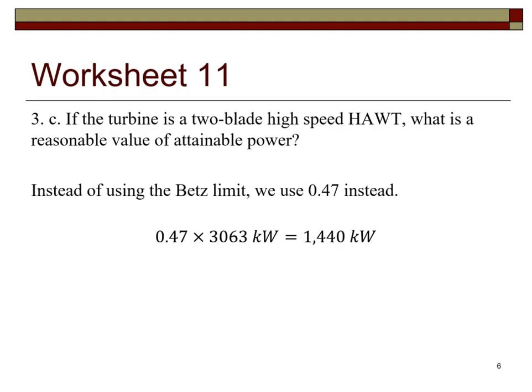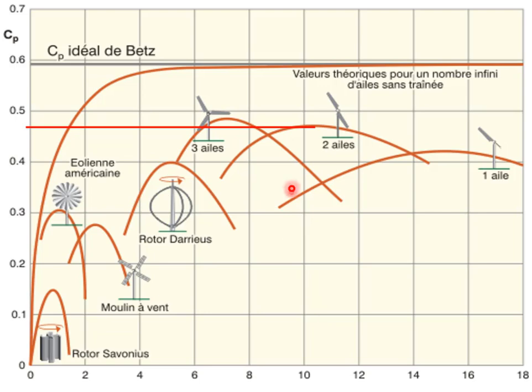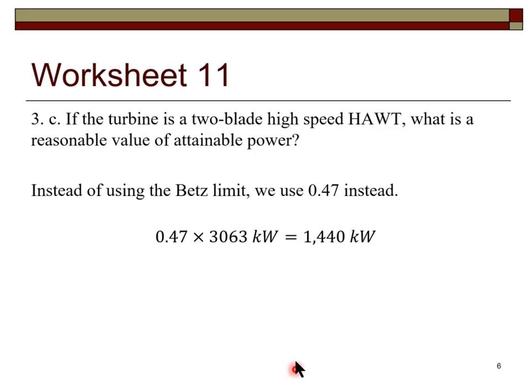So we look at slide 7 for a 2-blade high-speed horizontal axis wind turbine, and we obtain a coefficient of 0.47. This is what we use in our calculation instead of the 0.593. Notice that we go back to the 3,063 kilowatts multiplied by 0.47 and obtain 1,440 kilowatts.